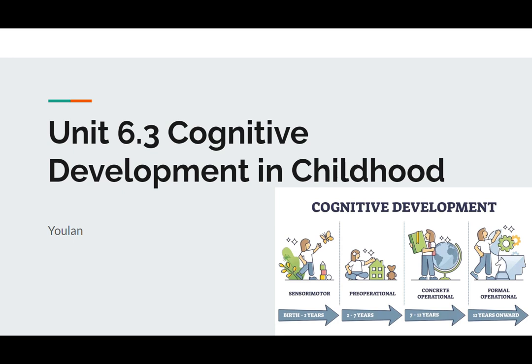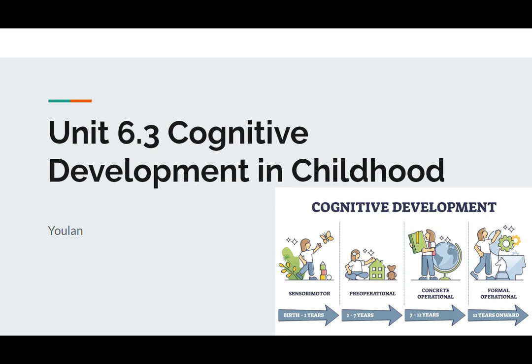Today we'll be talking about Unit 6.3 Cognitive Development in Childhood. Keep watching if you want to learn more about how children develop, for example, their ability to perform complex tasks. Just like motor skills, cognitive skills develop in more or less fixed sequences as well.